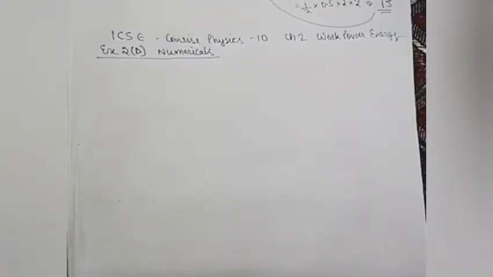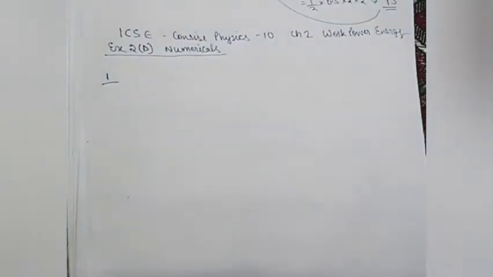ICSE Concise Physics, Class 10, Chapter 2, Work Power Energy. The video is continuing. Exercise 2D numericals. The first question is, a ball of mass 0.2 kg is thrown vertically upward with the initial velocity of 20 meter per second. Calculate the maximum potential energy it gains as it goes up.